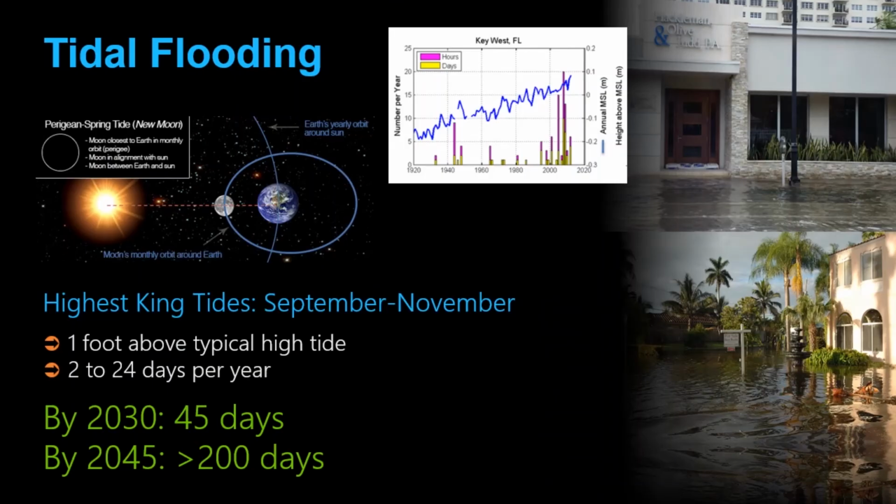Another climate change impact is tidal flooding. You might have heard this in the news recently. It's when the sun, the moon, and the earth are aligned, and so the tides are higher than usual. This is happening today anywhere from 2 to 24 days per year. With sea level rise, we expect the impact of king tides to be stronger. By 2030, we expect 45 of these king tide days, and by 2045, we expect over 200 of these flooding days in our coastal areas.